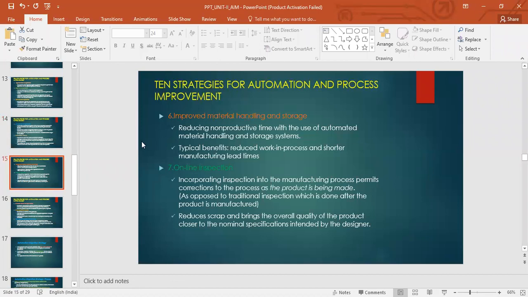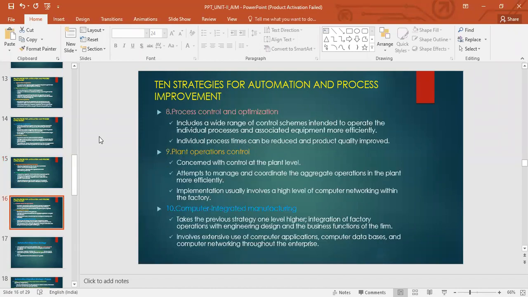So improve material handling and storage, and online inspection, right? In between the processes, if you can inspect online, rather than having the inspection at the end of the process on the finished product, you can reduce the scrap. If products are found to be non-conforming to specifications, we can scrap them. So that will save the machining time that was to come, and also it will save the cost associated with it.